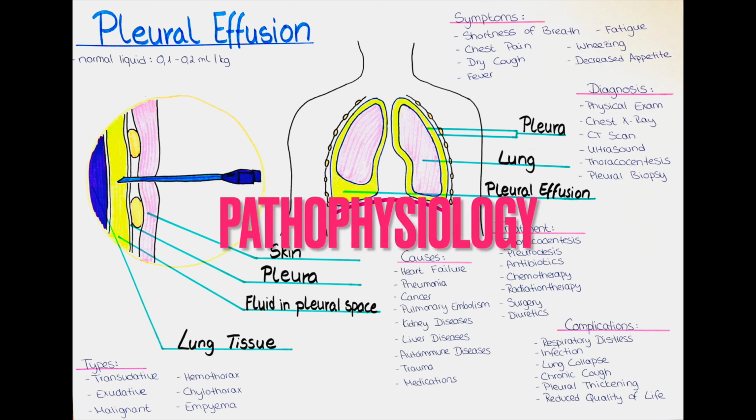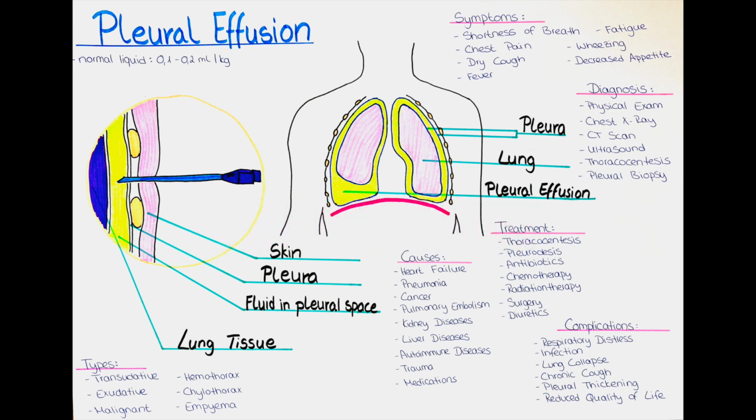Let's now talk about the pathophysiology. Pleural effusions can be caused by several underlying conditions. Those include, first, as mentioned, heart failure. Congestive heart failure can cause an accumulation of fluid in the lungs and pleural space. The second cause is pneumonia. Bacterial or viral infections of the lungs can lead to the production of excess fluid in the pleural space.